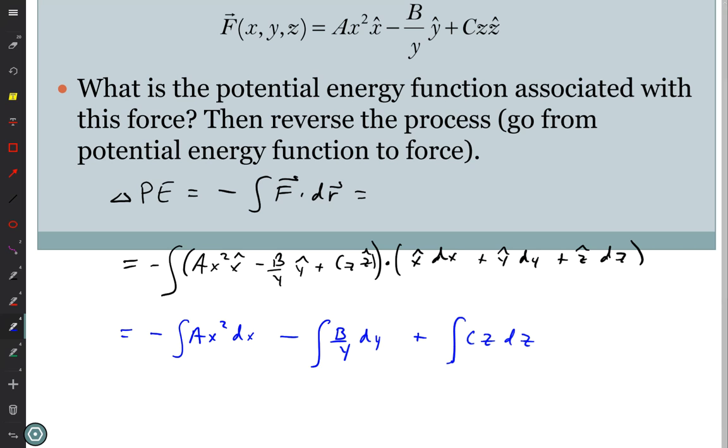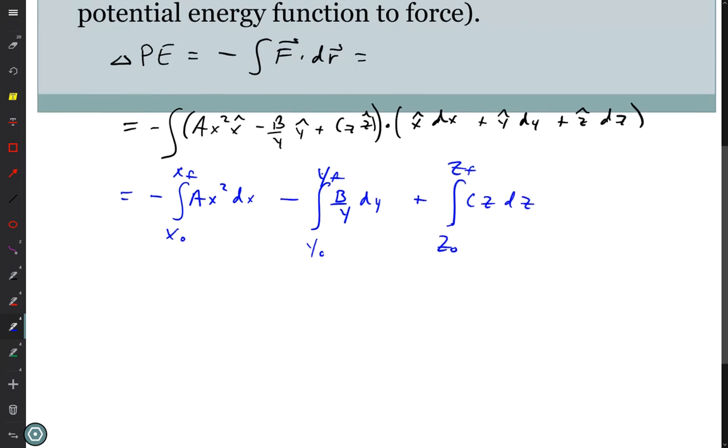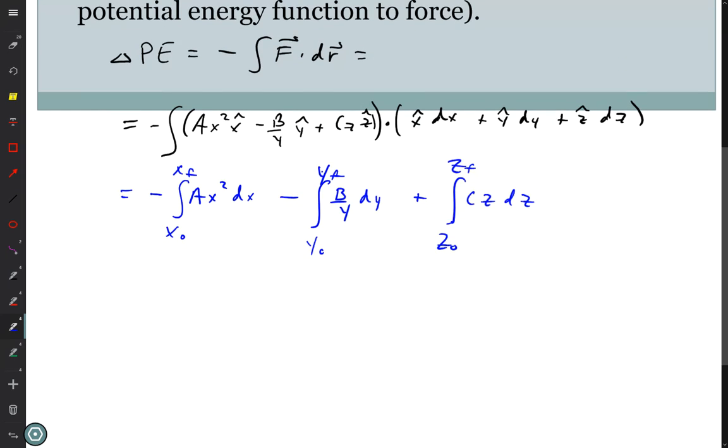Correct? Now, I did not put any limits on here. I'm going to put limits for a reason that will actually become important. Usually we don't put limits here. We say just plus constant. But here I'm going to put my limits. So I'm just going to go from x0 to x final, y0 to y final, z0 to z final. And then I just evaluate each integral.